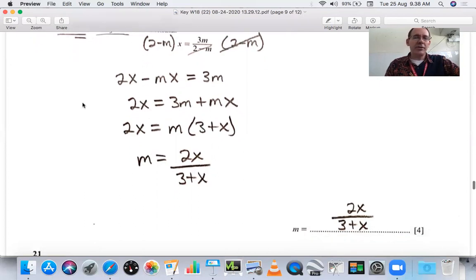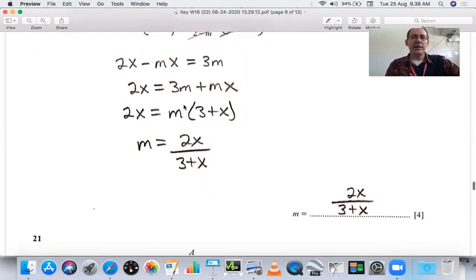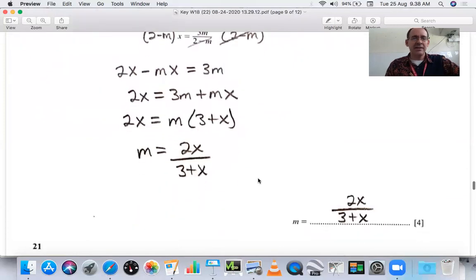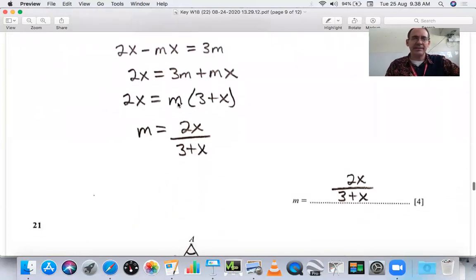So notice all the terms without an M are over here, and all the terms with an M are over here. Now that we have those together, we can factor the M out. Remember, factoring is dividing, so we get 3 plus x is what's left. And to make M the subject means the M has to be by itself, and it's multiplying this 3 plus x, so we're going to divide both sides by 3 plus x, cancels over here, leaving us with the M.